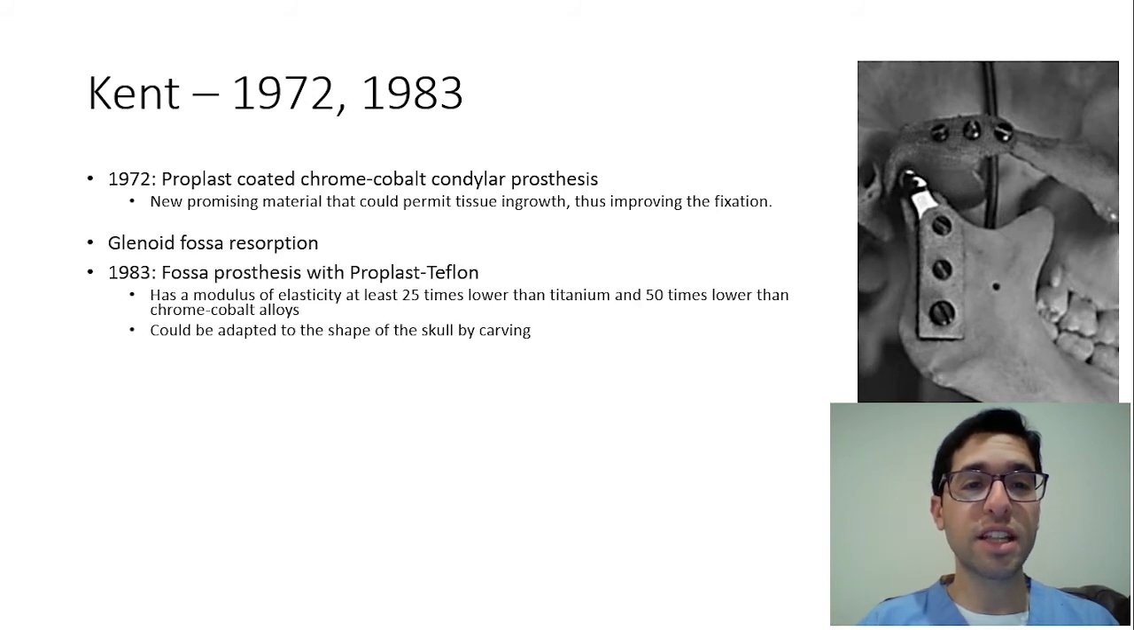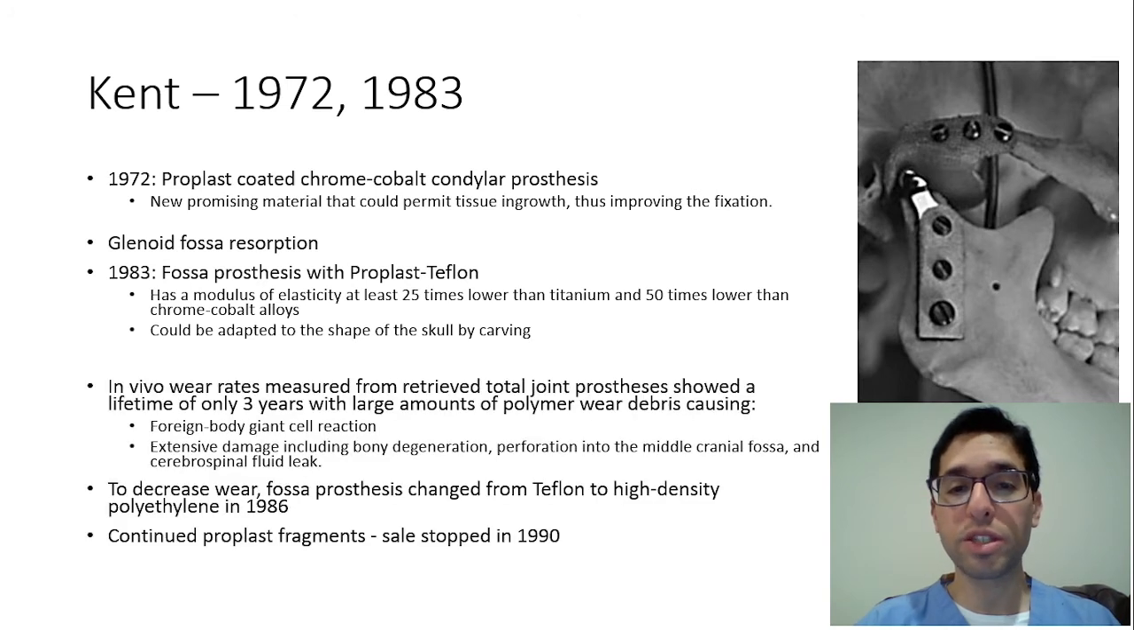This is the Proplast, the Teflon coated prosthesis. The goal there was, we thought this would be perfect, it would have no wear and it would just slide well, but unfortunately it caused giant cell granulomatous foreign body reactions, and they all had to be removed, and this was discontinued. So that was quite a disaster.